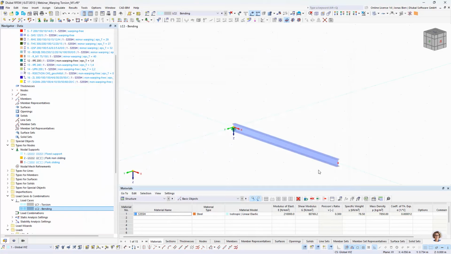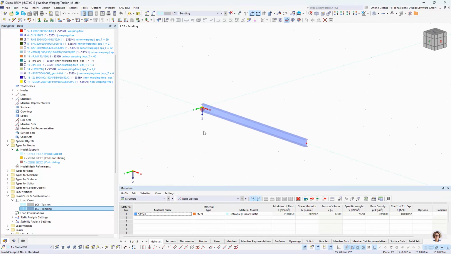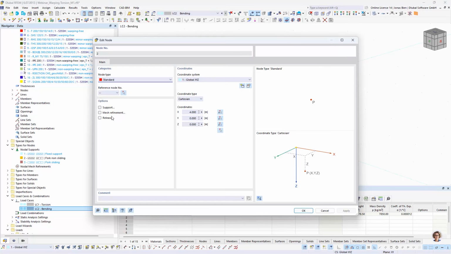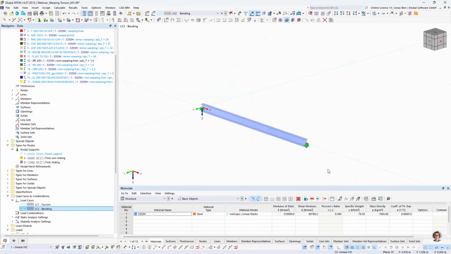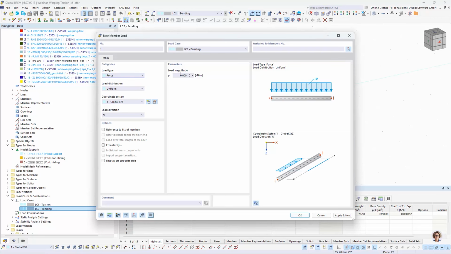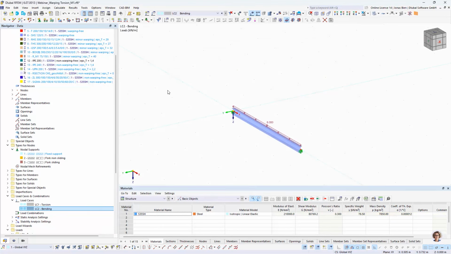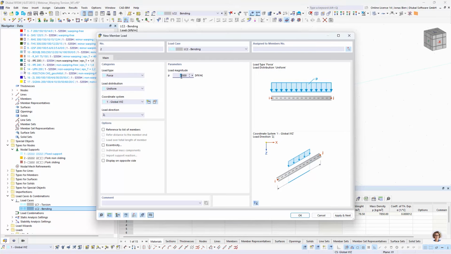I prepared the nodal supports already, so we assume a fork support, non-sliding on the left side, and a fork support with sliding condition on the other end of this member. And then we want to apply a uniform load in Z direction. That should be 8 kilonewton per meter in Z direction. And then also add another 1 kilonewton per meter in Y direction.